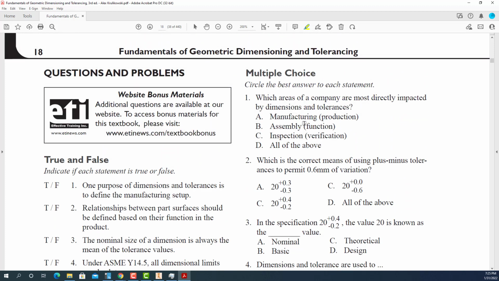All right, multiple choice. Number 1, Darius. Which areas of a company are most directly impacted by dimensions and tolerances? I would say D, all of the above. Yes, all of them. Remembering that when we design something, we have to think it all the way through, so we have to take everyone into consideration.